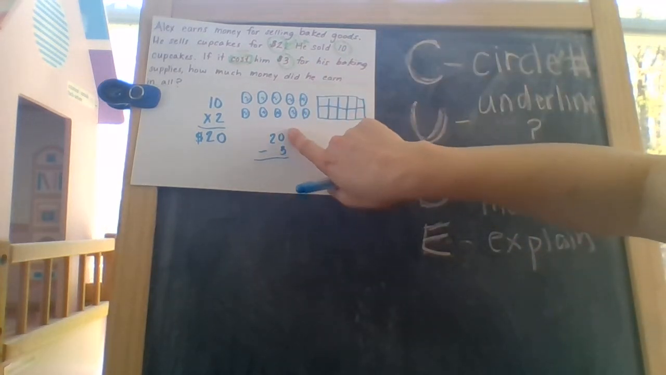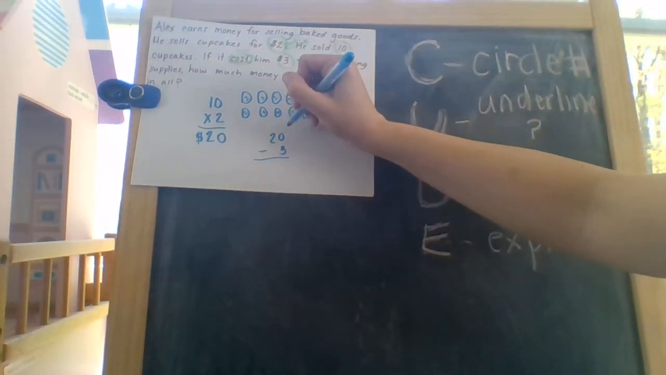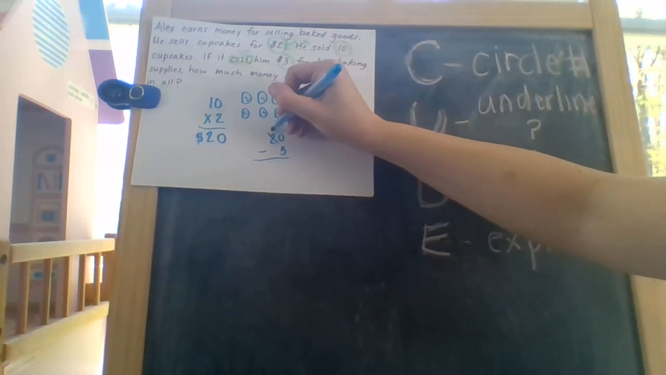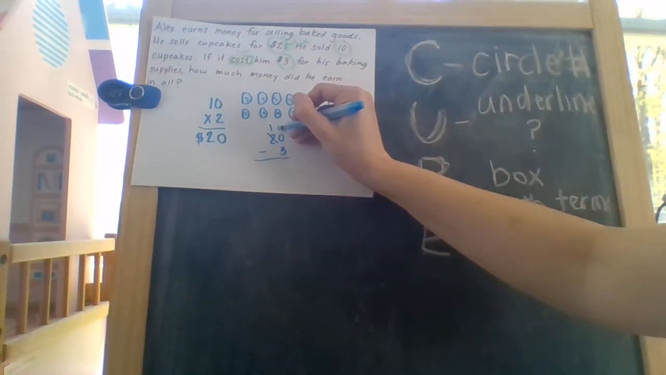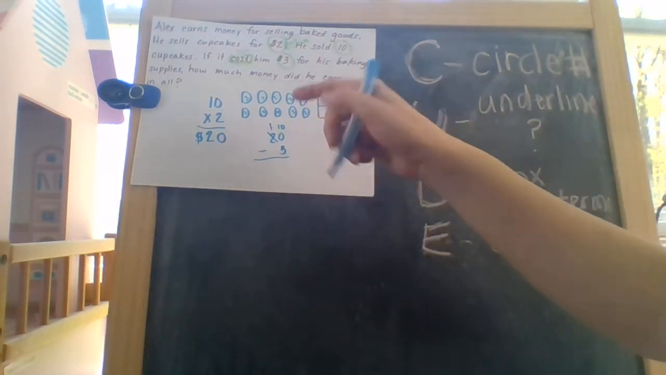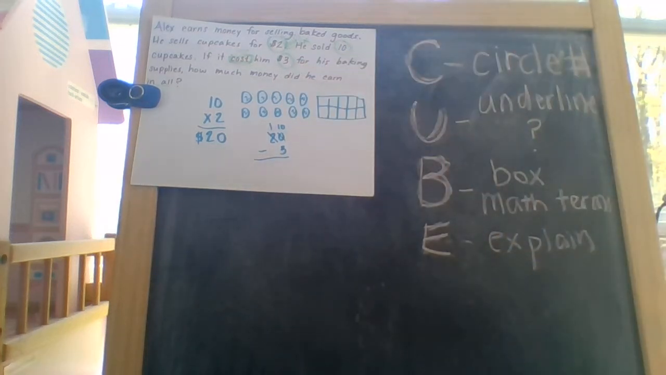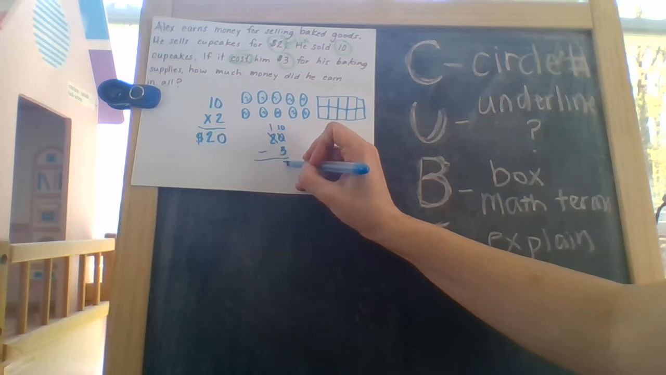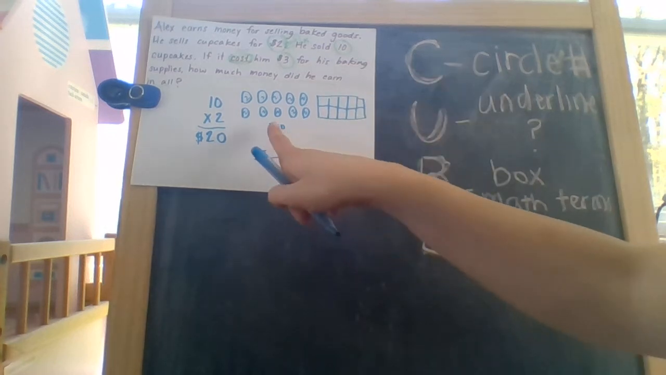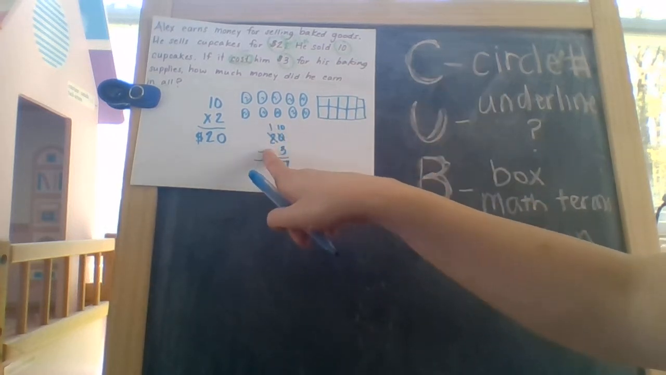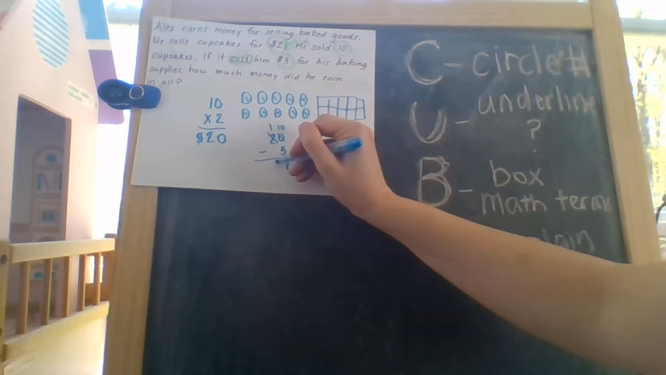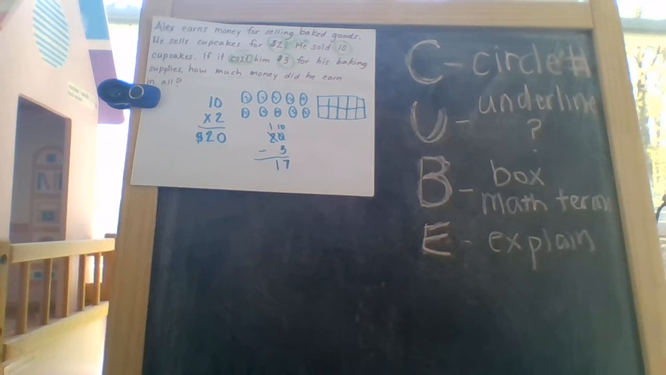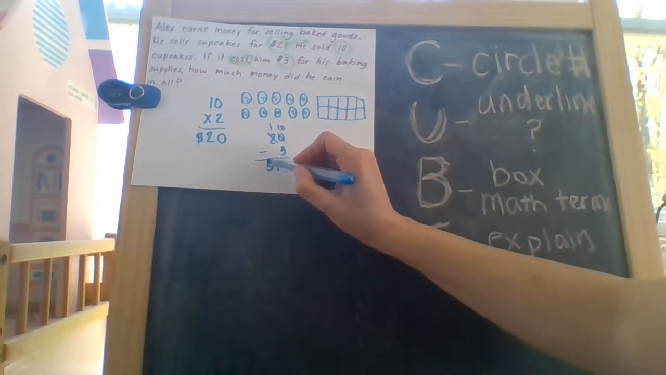Can I take 3 from 0? No. So I'm going to go to my tens place. I'm going to borrow or regroup a 10. So I have 1 ten left, and I'm going to bring over 10 ones. 10 ones plus 0 ones is just 10. 10 take away 3 equals 7. Now I can't forget about my tens place. 1 take away, there's nothing here, so I assume it's a 0. 1 take away nothing is 1. So I end up with $17.